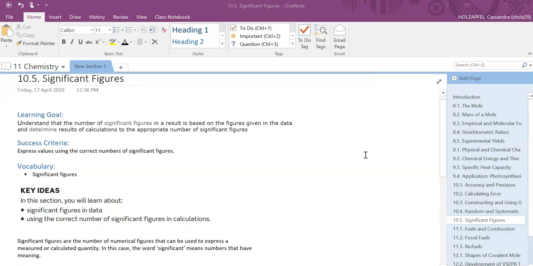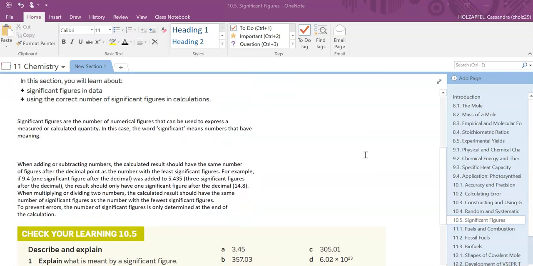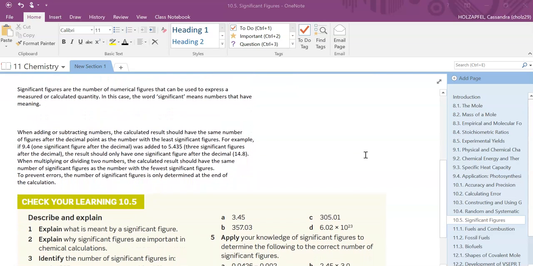Okay, so significant figures. Let's start off with what significant figures actually are. They're the number of numerical figures that can be used to express a measured or calculated quantity. And your textbook has like 5 rules or something for significant figures. It just seems like it's getting too crazy. Okay, so a significant figure is basically just a figure that cannot be used as a placeholder, or is not being used as a placeholder.